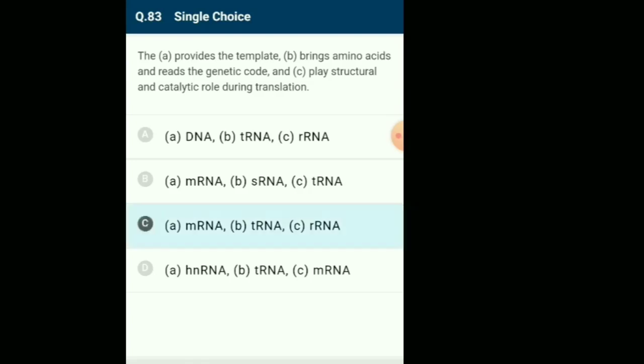First one, A, that is, mRNA provides the template. B, tRNA carries amino acids and reads the genetic code. C, ribosomal RNA plays a structural and catalytic role during translation.